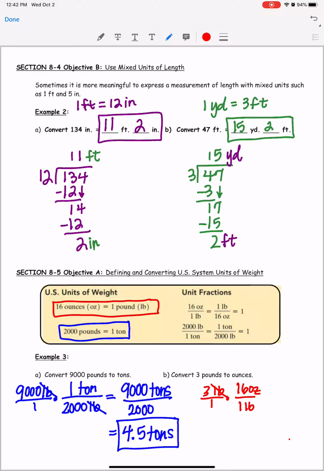So cancel those out and multiply straight across. 3 times 16 gives me 48 ounces. And 1 times 1 is 1, so you can put this all over 1, but that's not necessary. So we're just going to leave this as 48 ounces.